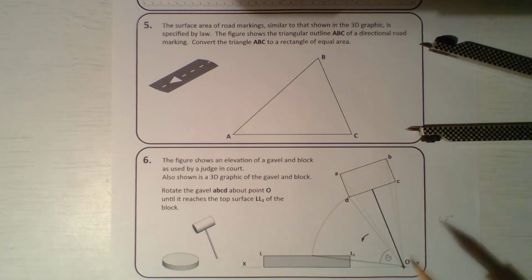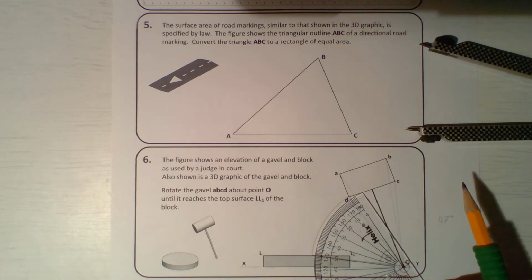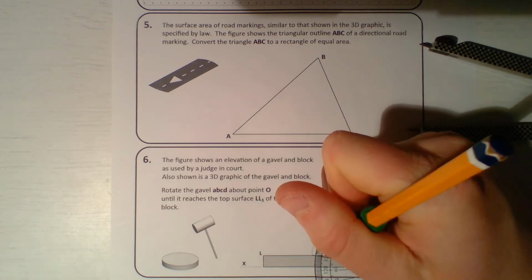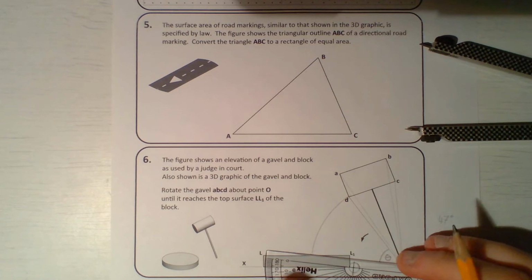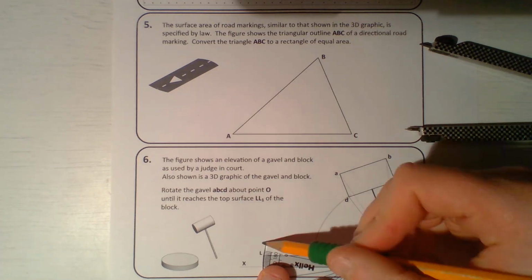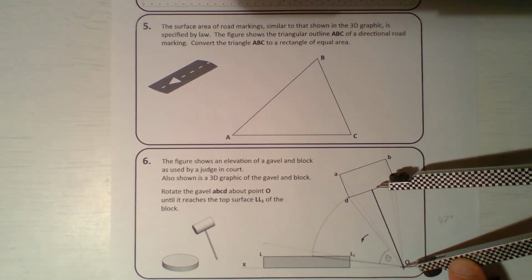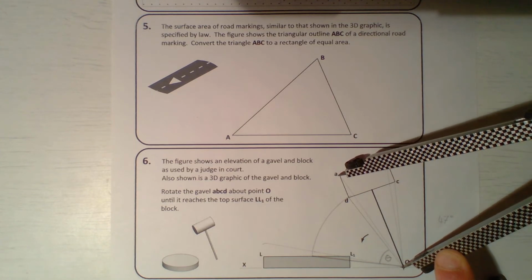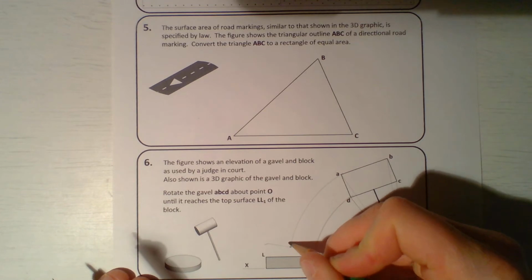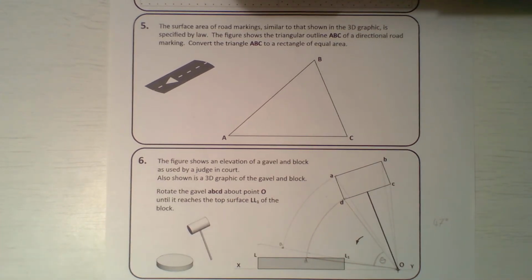So A, join back to O, which I've already done there. Measure 47 degrees. Extend my line out. And rotate A onto that new line. And that's the new position for A. It's a new position for D. Okay, the same with C.